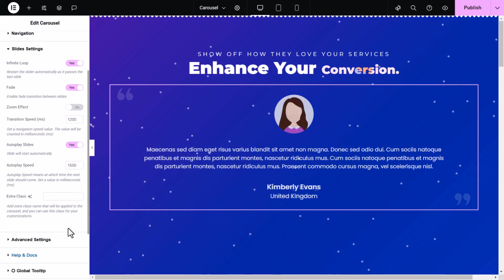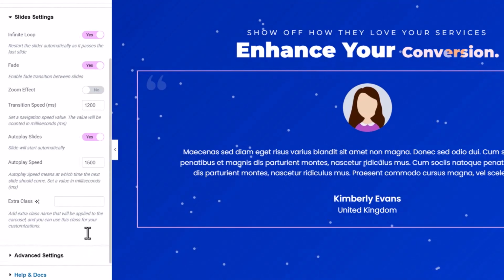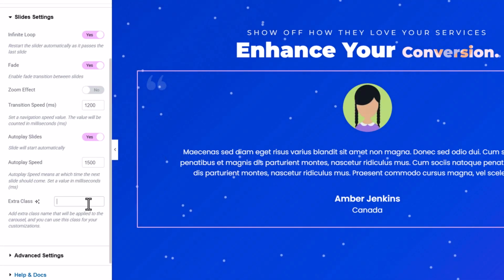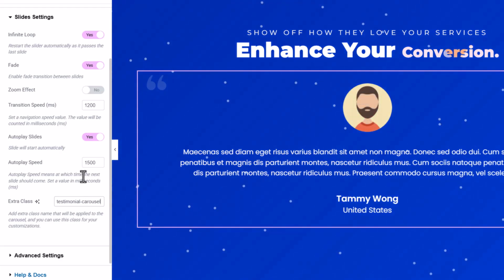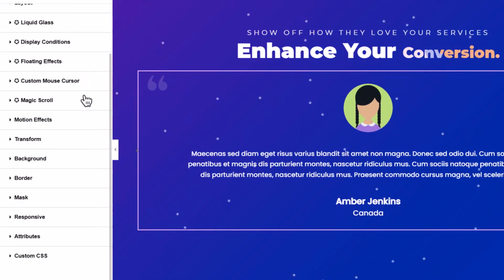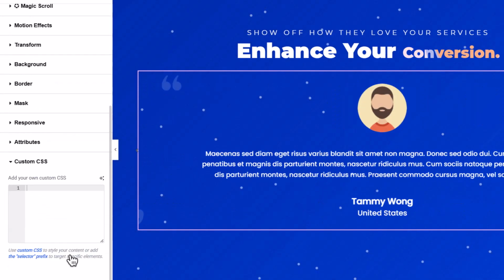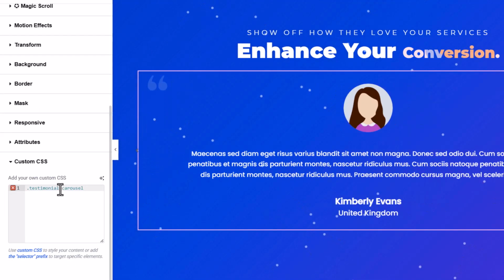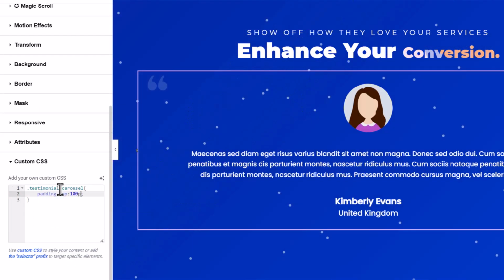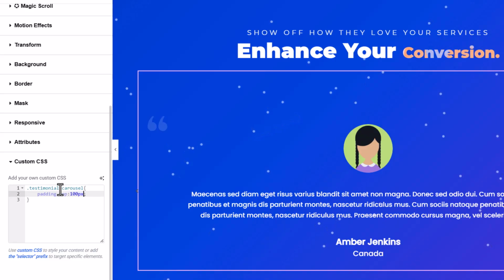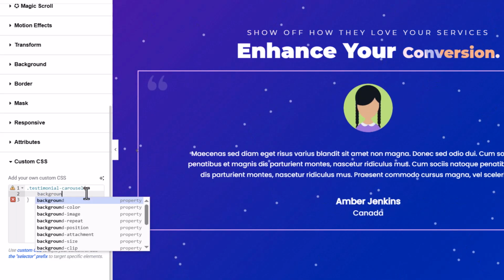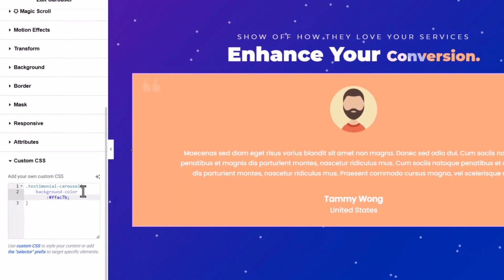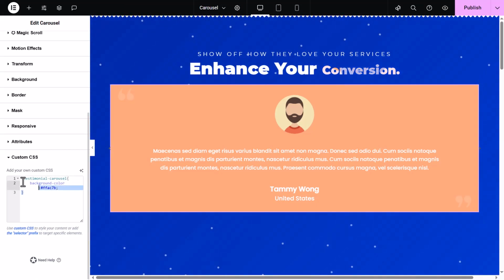You can use an extra class name for the carousel if you want more control for custom styling or targeting. Just enter a custom class name, for example, Testimonial Carousel. Then, go to the Advanced tab, open the Custom CSS section, and target that class to apply your own styles. This is especially useful when you want to customize the spacing between elements, as well as change background colors or apply any other style changes just to this specific carousel without affecting the rest of your site.